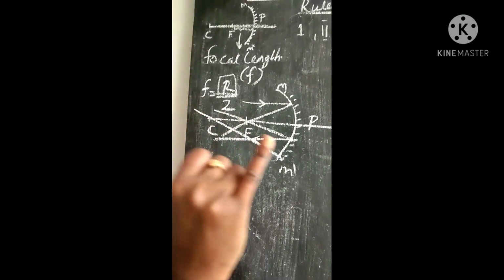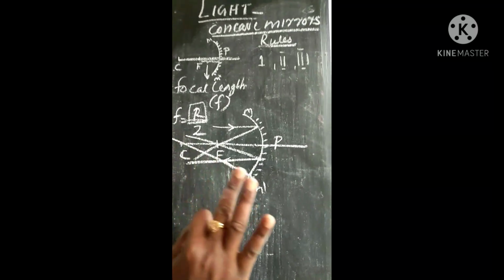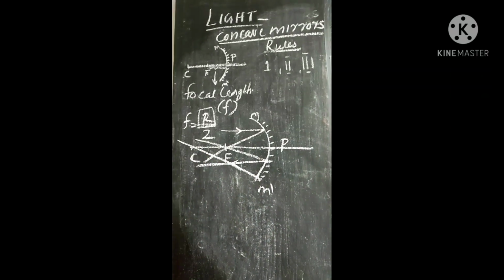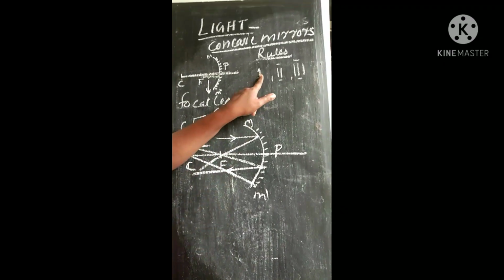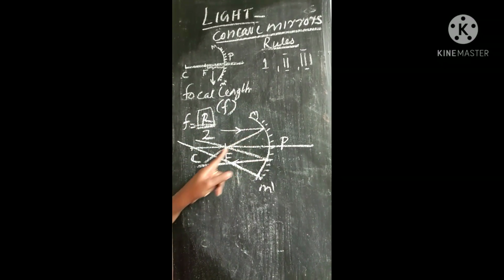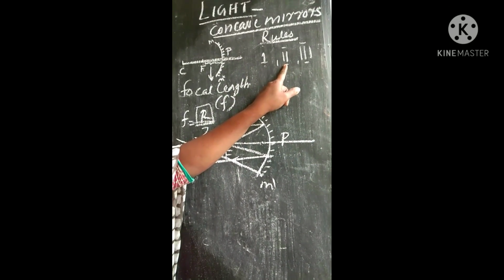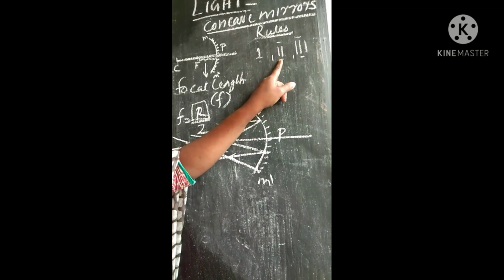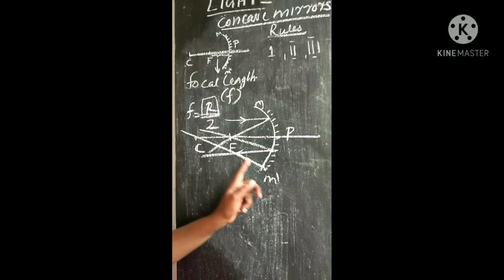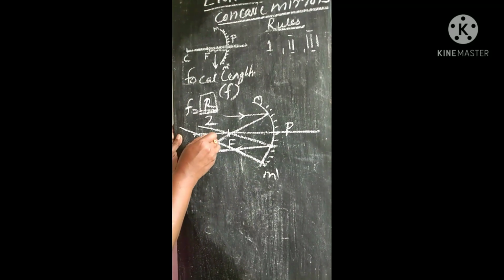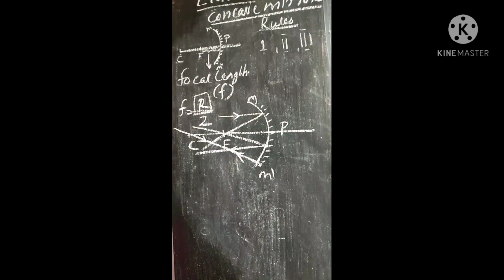Okay, so here we are taking only three rules. What will happen if a ray is parallel to the principal axis? What will happen if a ray passes through the center of curvature? What will happen if a ray is passing exactly through the principal focus of a concave mirror? So these are the things. If a ray is parallel, that ray will definitely pass through the principal focus. If a ray is passing through the principal focus, that ray becomes parallel to the principal axis after reflection. And third rule, if a ray is passing through the center of curvature of the mirror, there won't be any change in the ray. That ray traces back along the same direction.